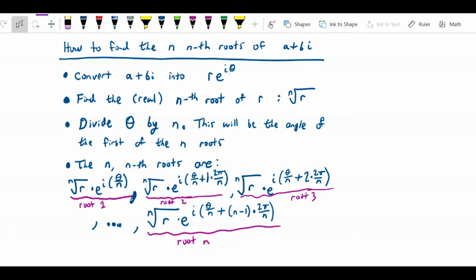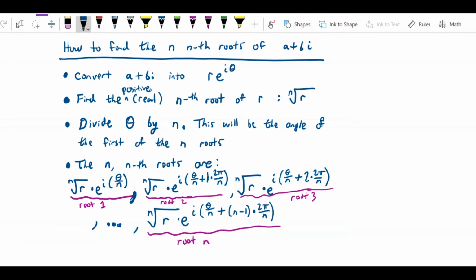The next thing you want to do is find the real nth root of r. When I say that, I mean r, which is the radius, is always going to be a positive real number. So that number is going to have at least one positive real root. It may have more than one real root depending on what n is, but it's going to have one positive real root, and that's the one that you want to find. In fact, I'll put in here that you want the positive one.